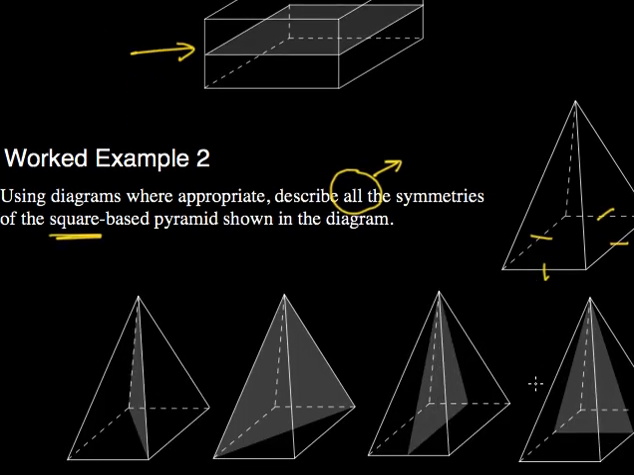Here are the ways that you could cut it. Because it's square now, you can cut it diagonally as well as cutting it in half. So you've got 2 diagonal ones and 2 cutting in half ones, in half parallel to one of the sides. So there are 4 planes of symmetry.